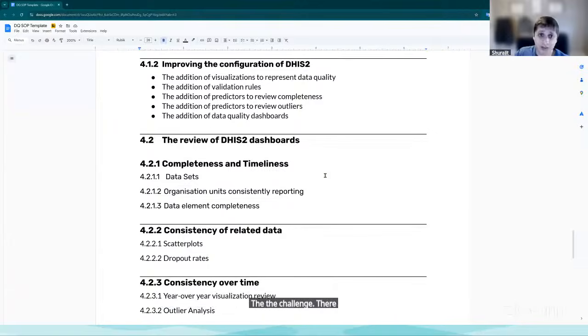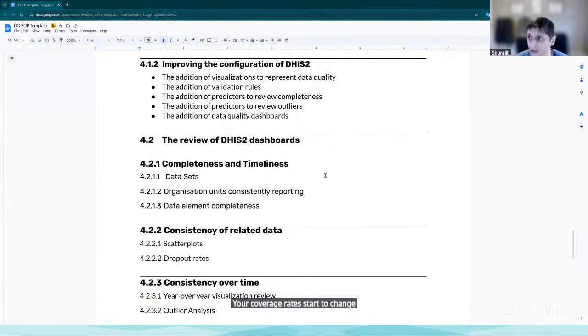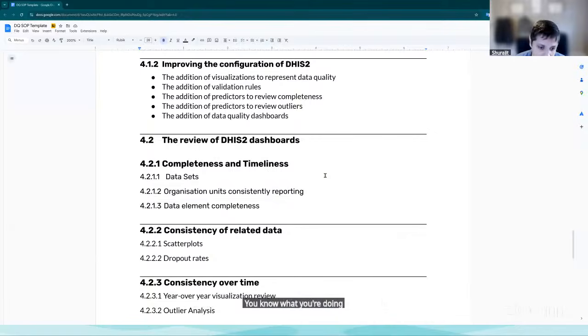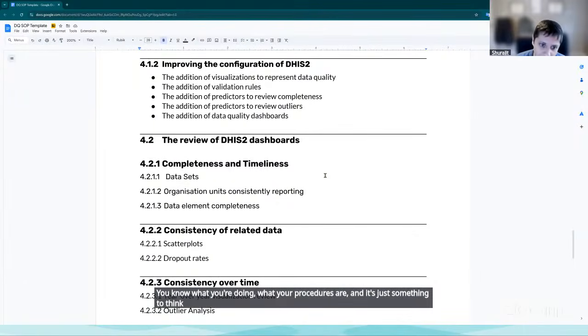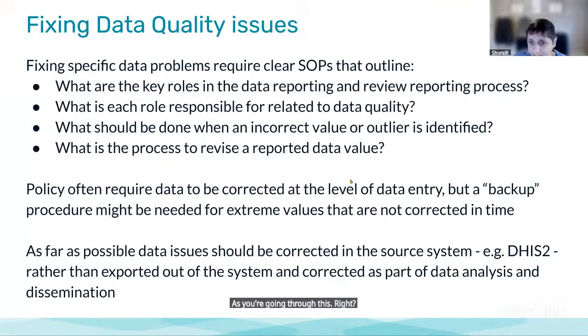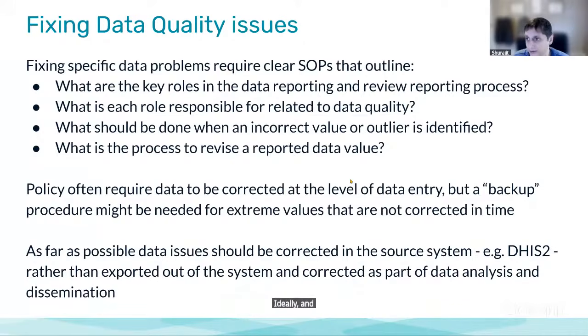Maybe data gets pushed to a dashboard that's available publicly. And once you start altering the data, your coverage rates start to change. So there are a lot of considerations here, depending on what you're doing and what your procedures are. And it's just something to think through a little bit more as you're going through this, right? So each place will be different, and that's why we don't have one recommended strategy. But we've tried to outline basically within that SOP template what you should cover ideally, and it's just to get you started. You might have something in place already that you could supplement.